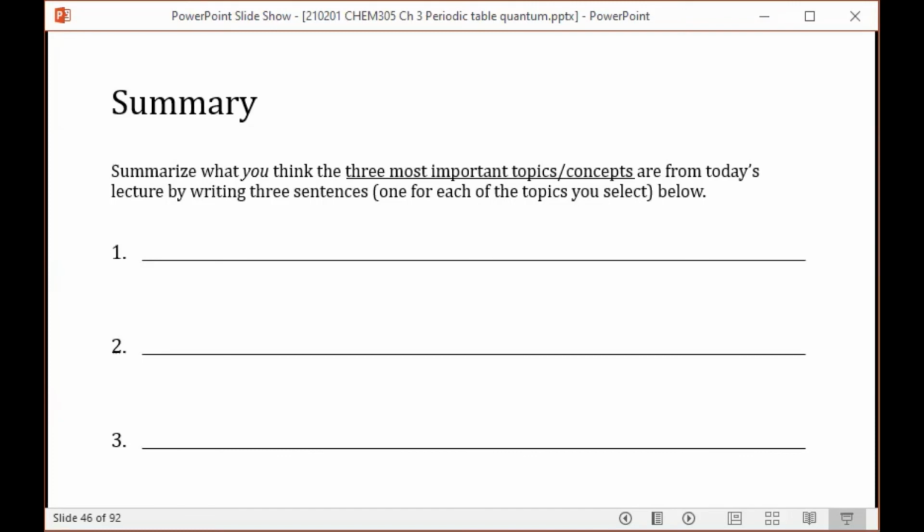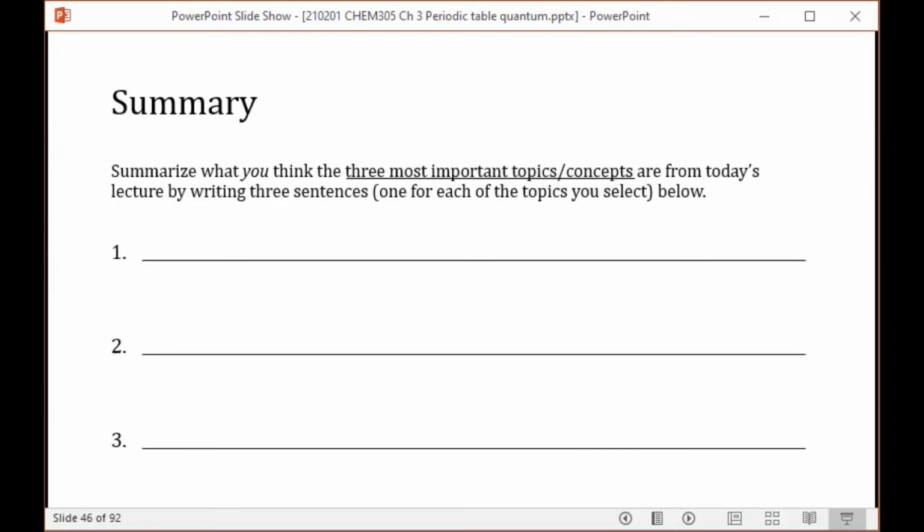So summarize what you think the 3 most important topics or concepts are from today's lecture by writing those concepts in 3 sentences in your own words. And that's a really good way to wrap up and summarize what you've learned so far. And it can be a way to also help you identify any areas that you want to go back and continue to review.